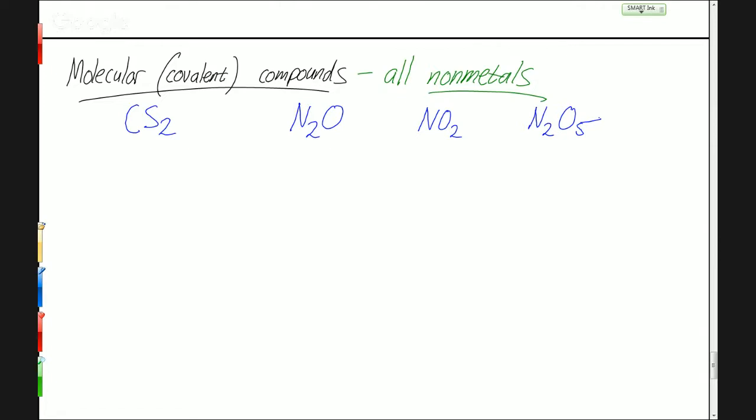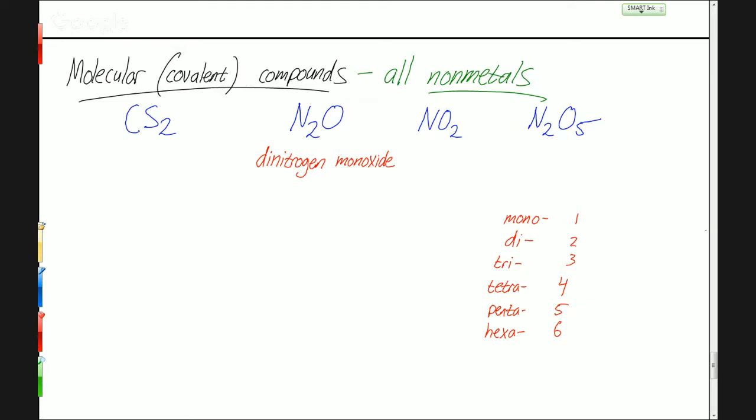The prefixes that we're going to use are, you may have heard these before, mono for 1, di for 2, tri for 3, tetra for 4, penta for 5, and hexa for 6. We could keep going with all the standard prefixes, but we won't really see stuff more than 6 generally. So that said, let's look at this middle one first, N2O. We would call this dinitrogen monoxide. So technically it should be monooxide. Whoops, we usually drop that extra O.